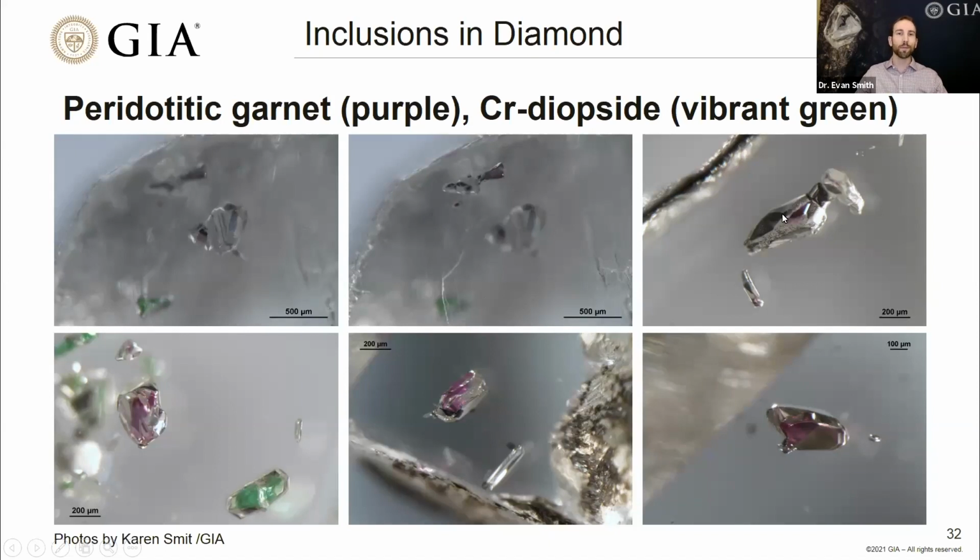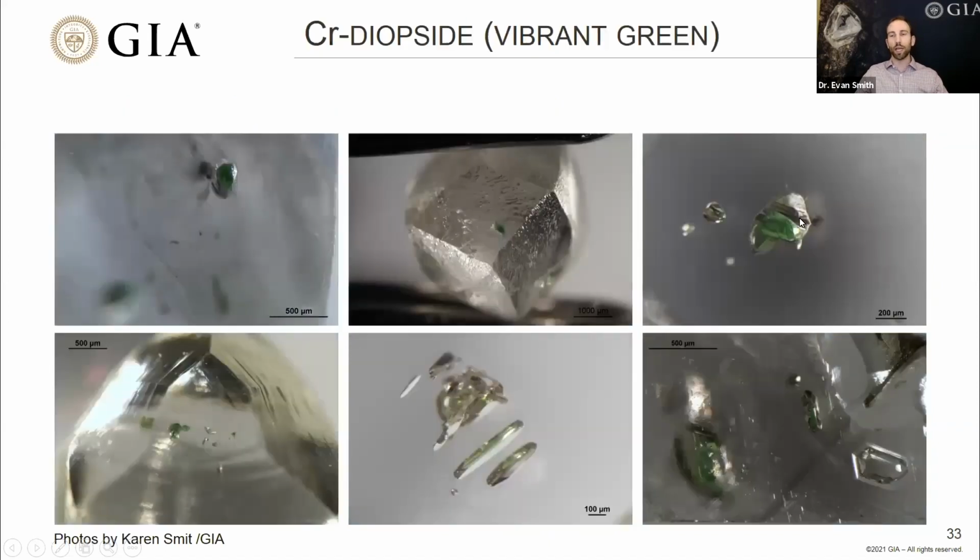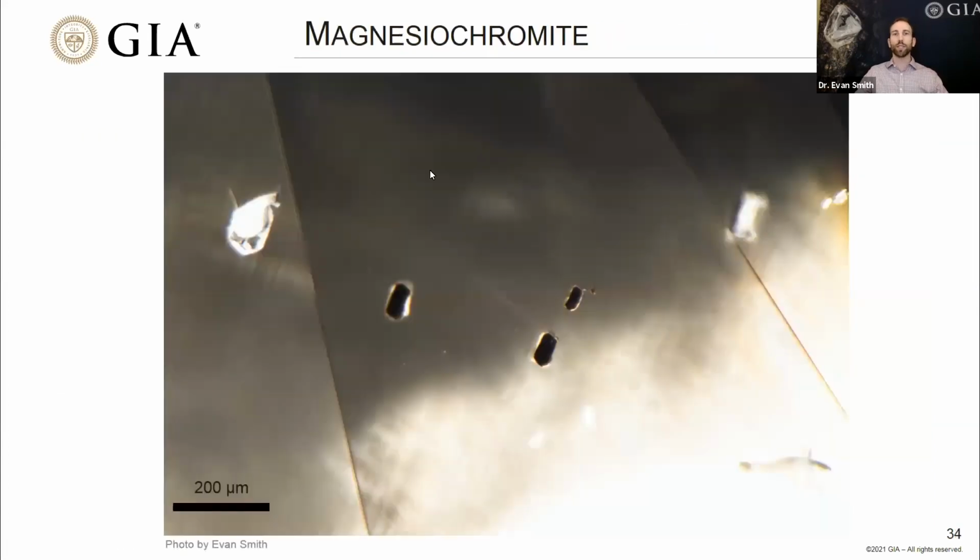Now here's some more examples of this chrome diopside material. These are green inclusions, and the green color is very pronounced, again, due to this chrome content. So in these inclusions, you could probably guess that this is chrome diopside, and this diamond grew in a peridotite host rock.